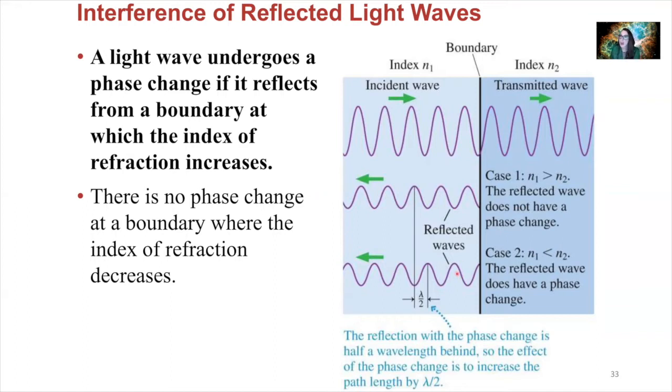But if the index of refraction of the first material that wave moves through is less than the index of refraction of the second material, then our reflected wave does have a phase change. That phase change is different by half the wavelength. And what that essentially means is that in this case, our reflected wave gets inverted compared to the original wave that was coming in.